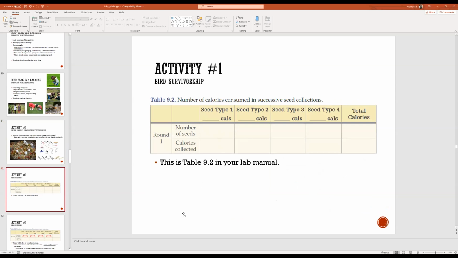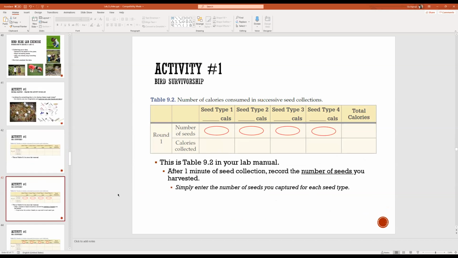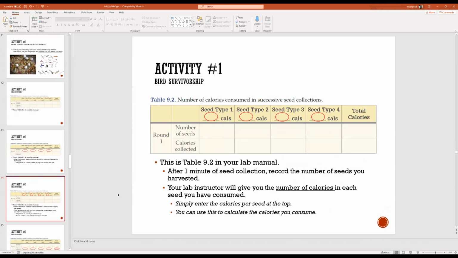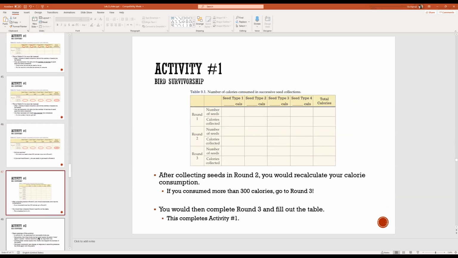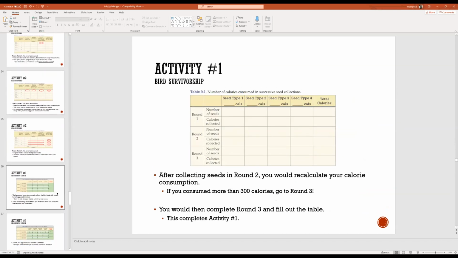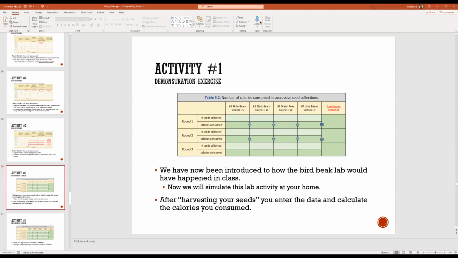So this kind of shows you step by step what you would do. So in round 1, you would see how many seeds of seed type 1 you got, and then you would count the number of seeds you collected and how many calories that translates to. So this is walking you step by step. So if you would like to do this at home, walk through that. I'm going to show you guys on the one that's already completed.